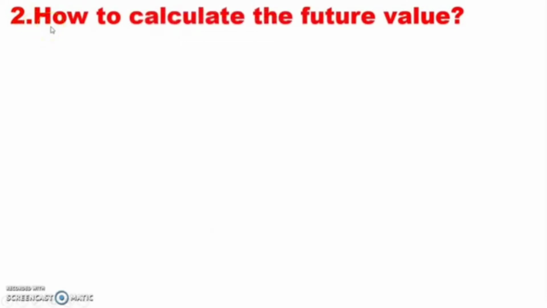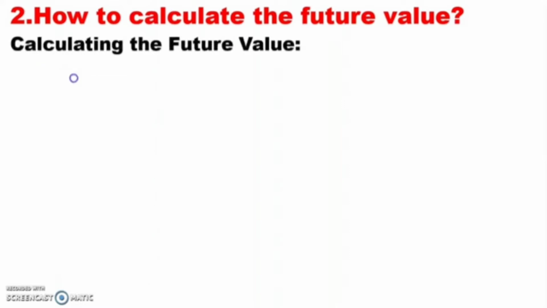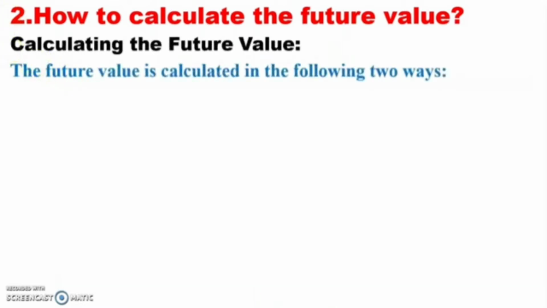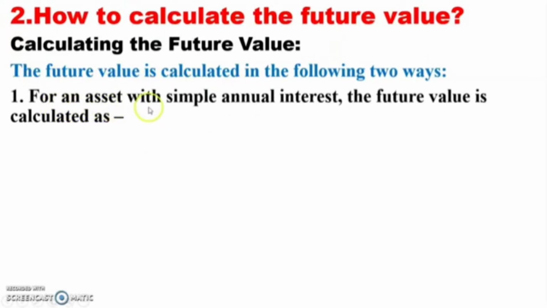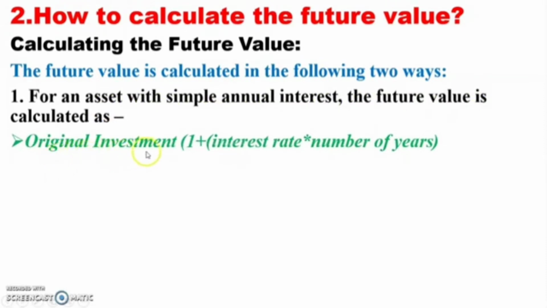Now we will learn how to calculate the future value. Calculating the future value. The future value is calculated in the following two ways. First one, for an asset with simple annual interest, the future value is calculated as original investment into 1 plus interest rate into number of years. This is the formula of simple interest rate future value.